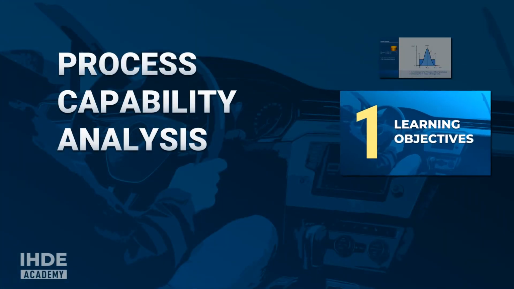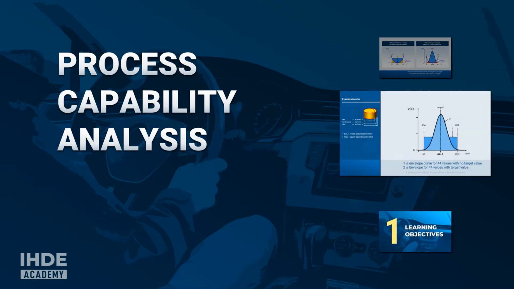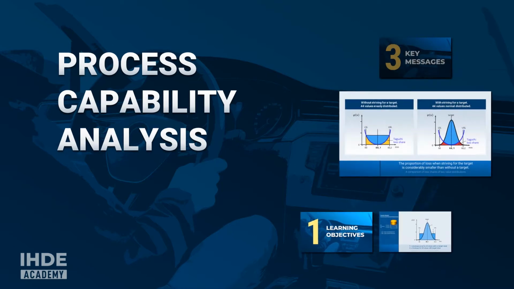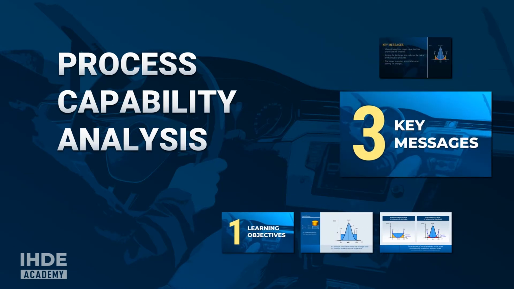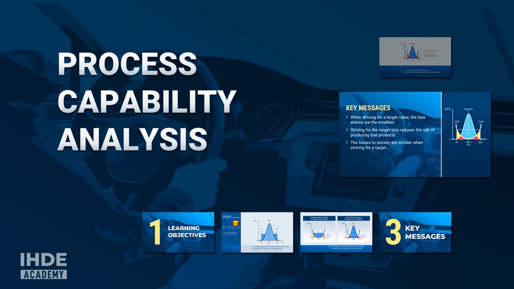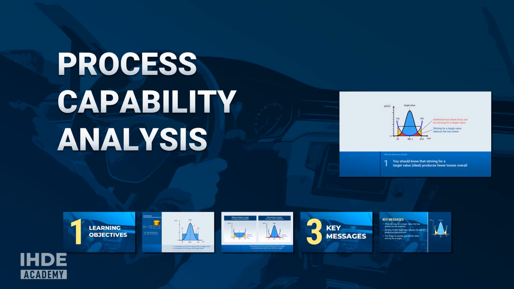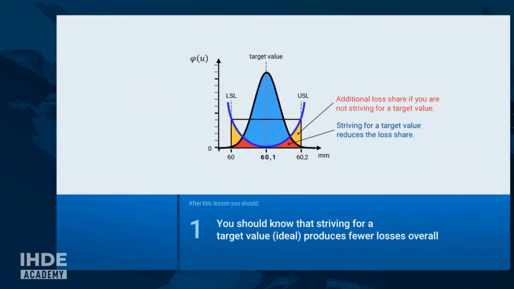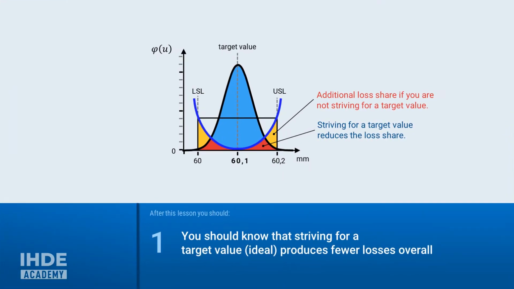In this lesson, the Taguchi loss function is superimposed with two other distribution functions and the loss shares are assessed. And hello again to this lesson in which we want to focus on one learning objective. In the end, you should have understood why striving for a target produces fewer losses overall.